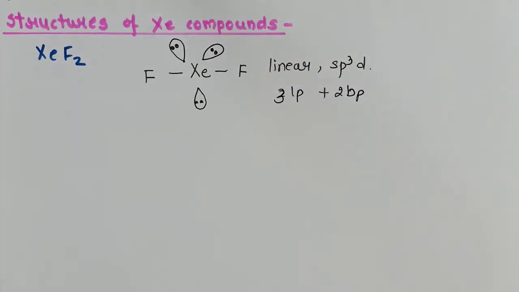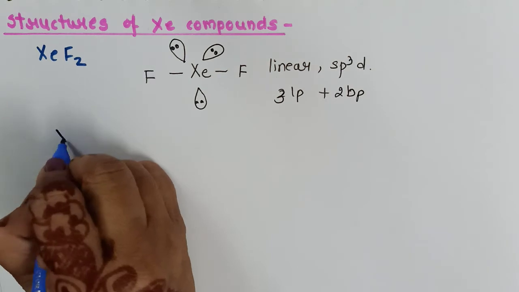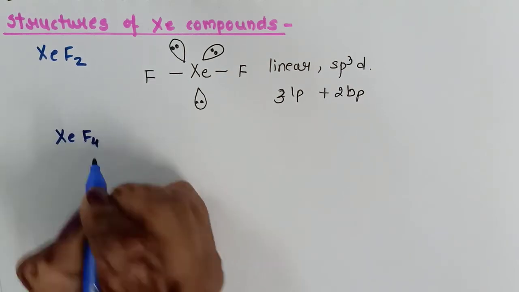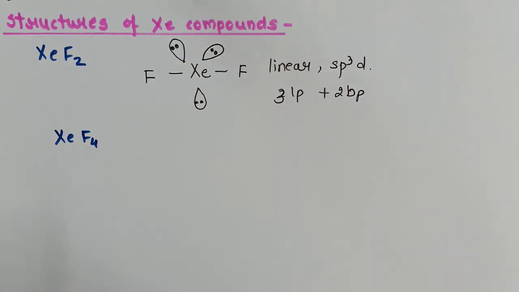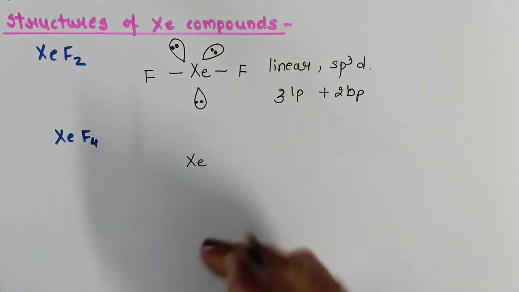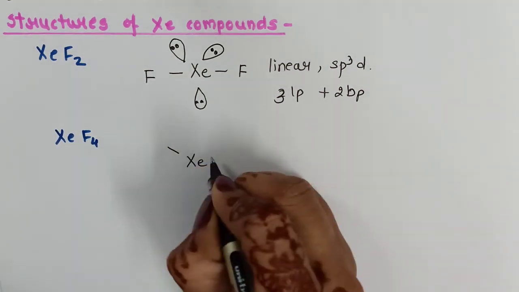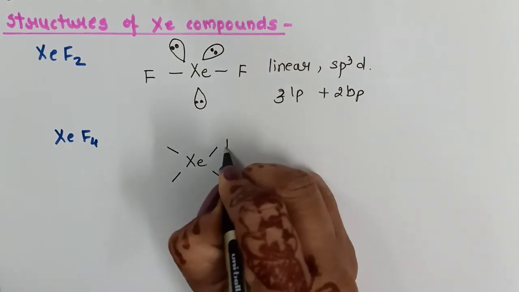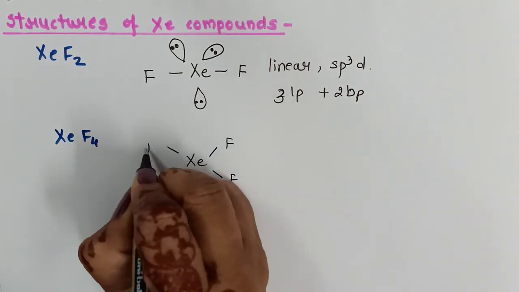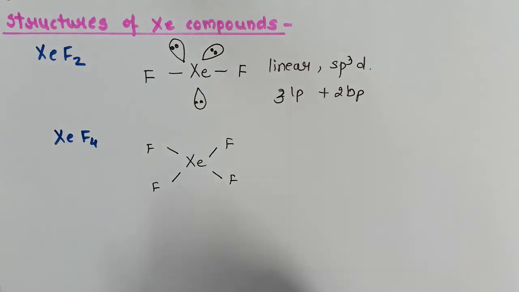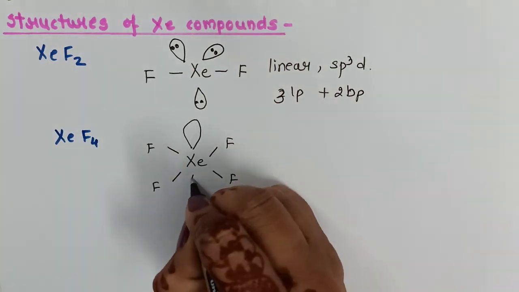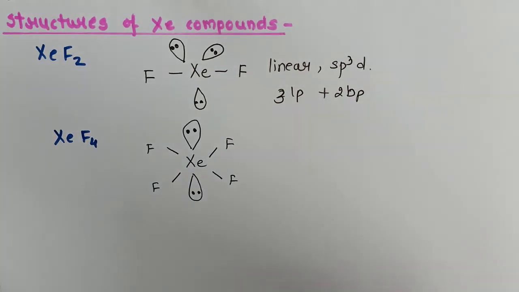Moving on to the next one, XeF4. Obviously, xenon will be the central atom. Out of 8 electrons in the outermost shell of xenon, 4 will be used in forming bonds with fluorine. And therefore, 2 pairs will be left out as lone pairs.